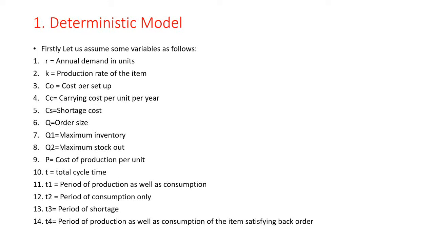CS is the shortage cost. Q is the order size. Q1 is the maximum inventory. Q2 is the maximum stock out. P is the cost of production per unit. T is the total cycle time. T1 is the period of production as well as consumption. T2 is the period of consumption only. T3 is the period of shortage, and T4 is the period of production as well as consumption of the item satisfying back order. These are the assumptions in the deterministic model.